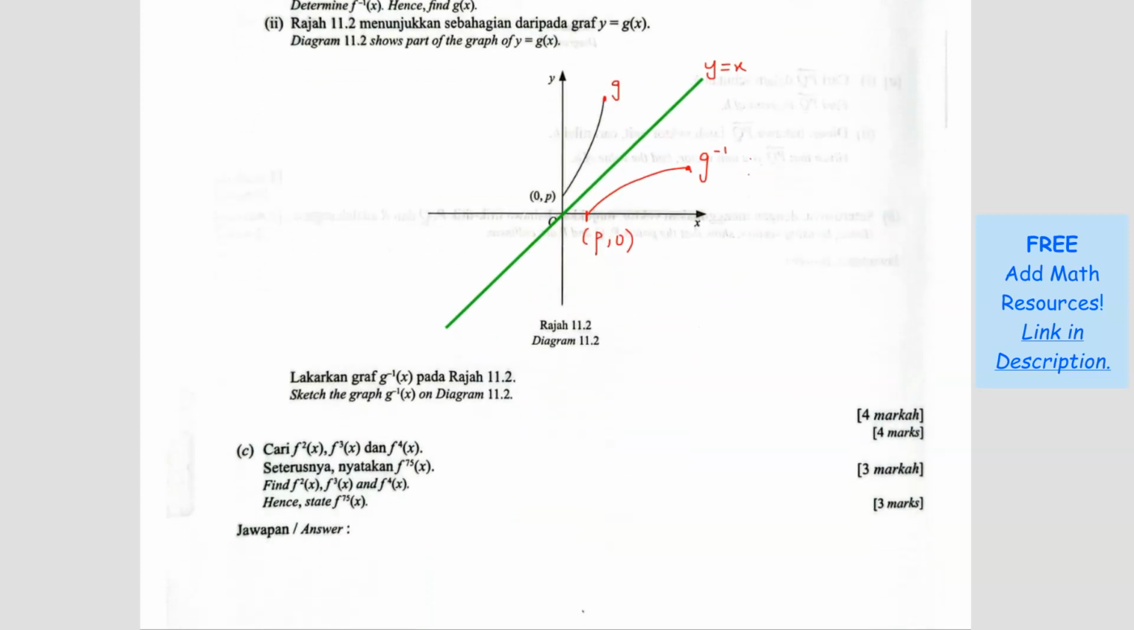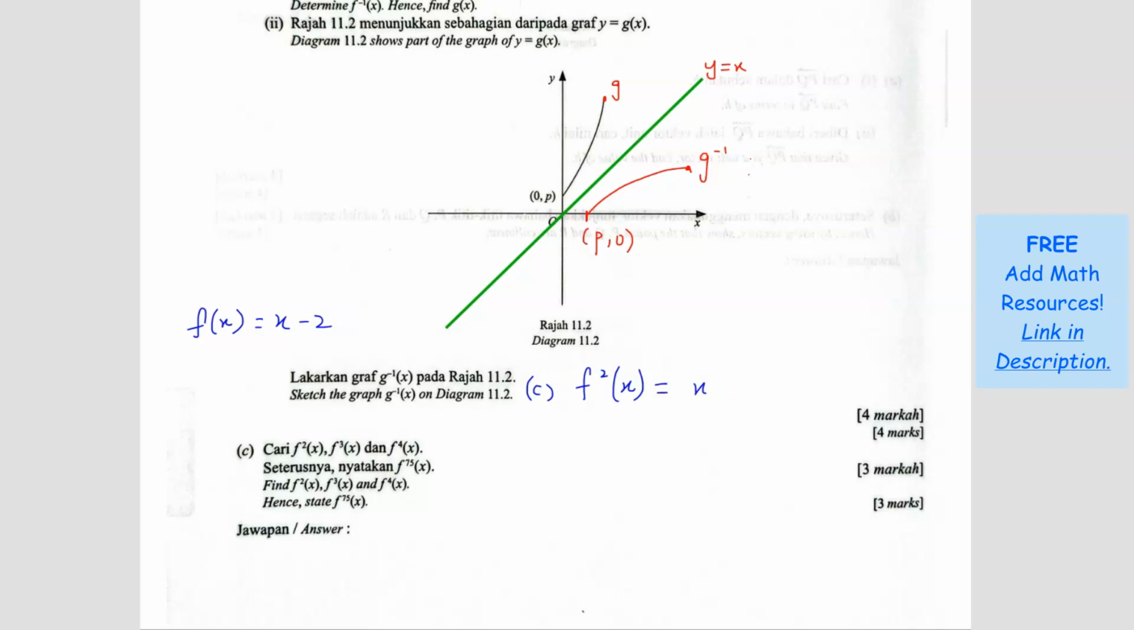Alright, next. Find f², f³, f⁴ and f⁷⁵. Okay, wait, let me just write down the f(x) again. So f(x) just now up there was x minus 2. Okay, so we are looking for the first one, f². Question C, looking for f². f² does not mean f squared. Some people go and do x minus 2 all squared. This is wrong.